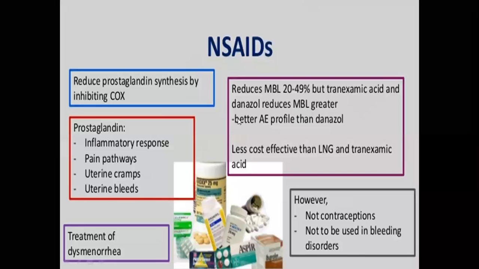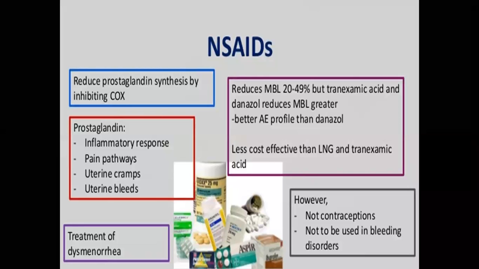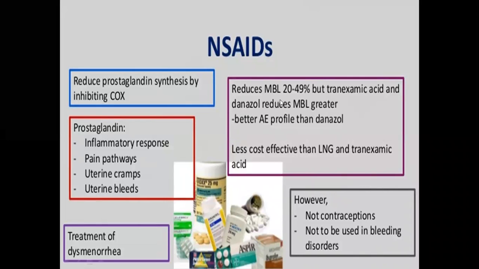So coming to NSAIDs, the mechanism of action is they reduce the prostaglandin synthesis by inhibiting the cyclooxygenase synthetase. So the cyclooxygenase synthetase converts arachidonic acid to prostaglandins, that is prostacyclins and thromboxane A2, which are vasodilators. So there is inhibition of synthesis of vasodilators. So vasoconstriction will dominate and bleeding will be controlled. It reduces the menstrual blood loss by 20 to 50%.